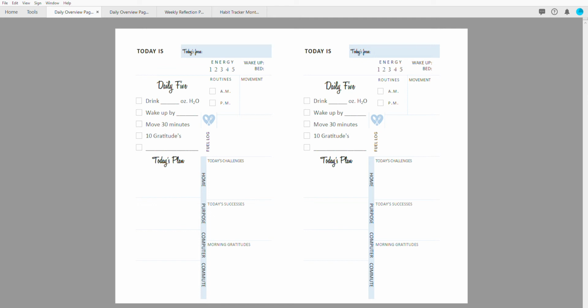Number 2 is wake up by, and there's no time there. That's for you to determine. Okay, actually, let me go back to the water. There's a blank line there because basically the rule of thumb is to drink half your body weight, whatever weight you are right now, take that and cut it in half. Half your body weight in ounces every single day in water.